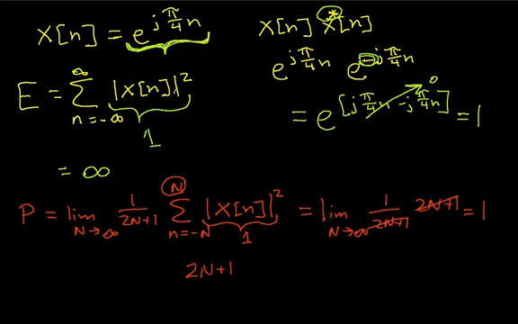This makes sense because every term in this summation has a value of 1, and I'm basically dividing by the number of terms in the summation. So if every term has a value of 1, I add things up and then divide by the number of terms, it works out to be 1. Okay, so hopefully that makes sense. We've got one more.